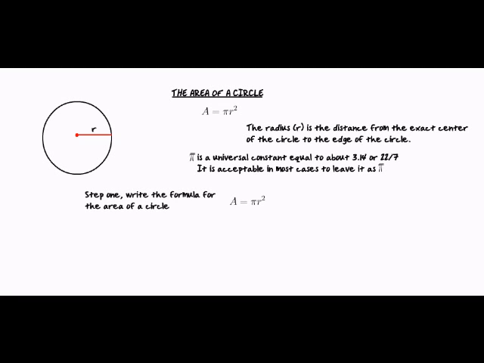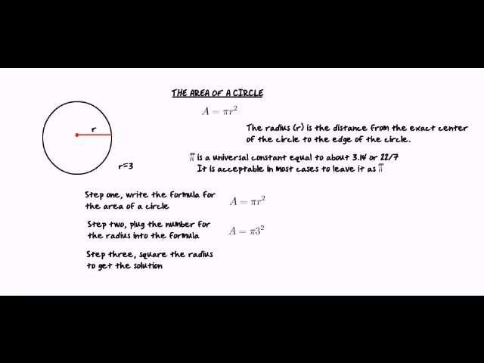Step 1 for finding the area of a circle, we're going to write the formula. And let's say that this particular circle has a radius of 3. We're going to plug that number in for our radius, so we get area equals pi times 3 squared. Then we square the radius to get our solution. The area is 9 pi. Now we put the 9 in front of the pi, just like you would say 9x rather than x9. It's a naming convention we use in mathematics.